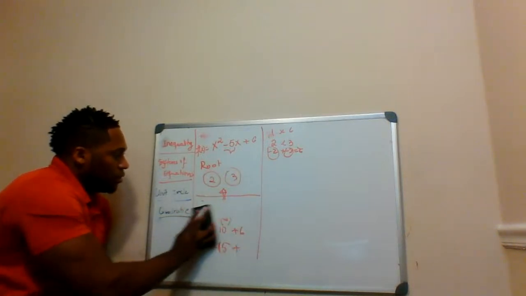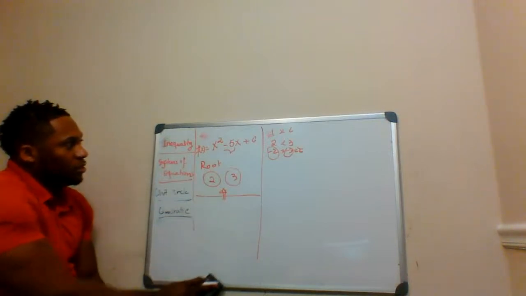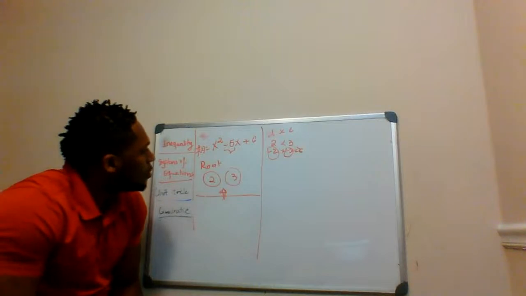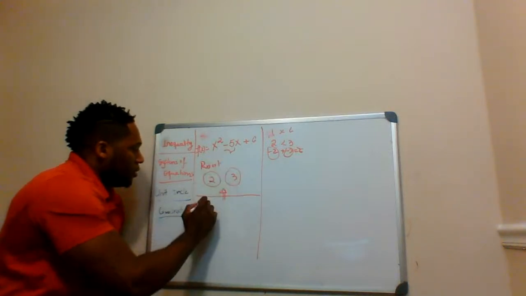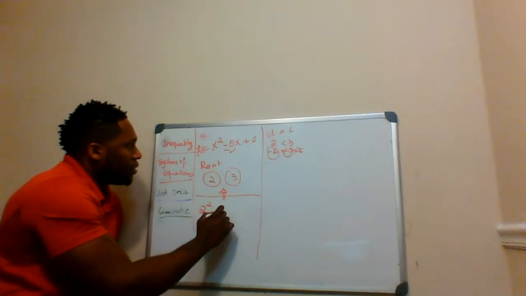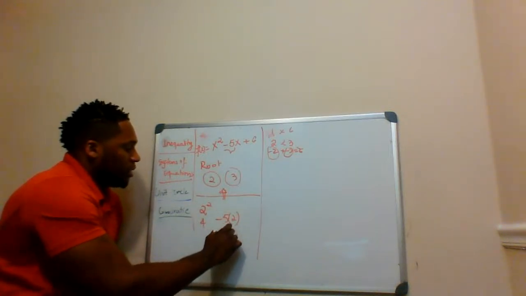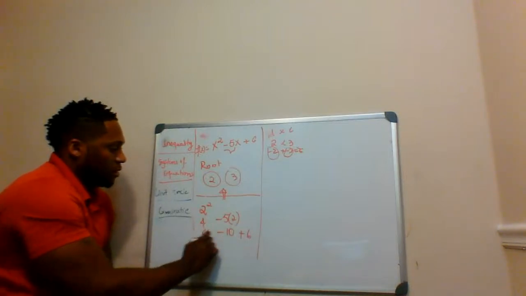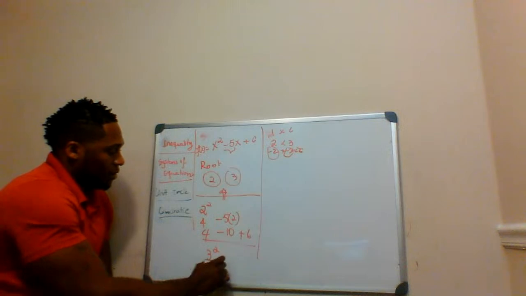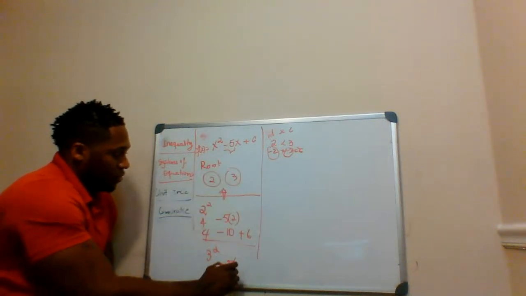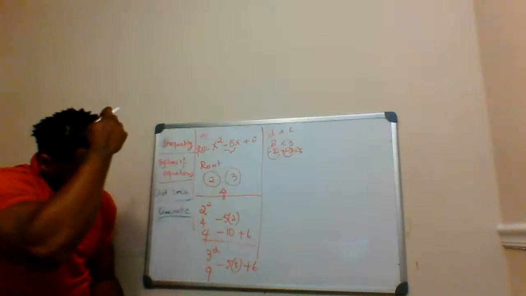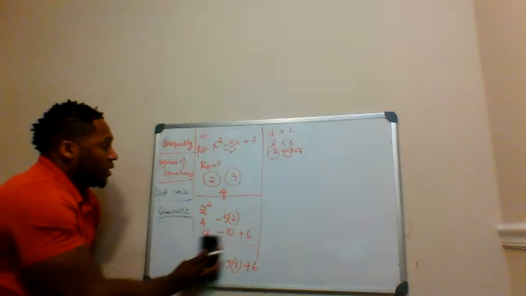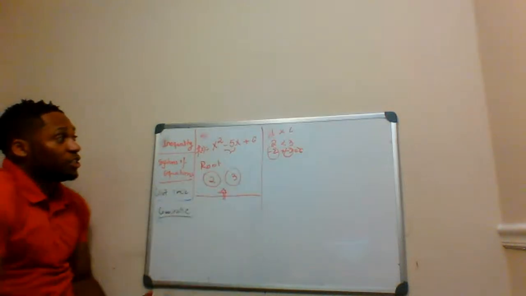So these are the two things. When I plug them inside of this equation, I'm trying to make sure I don't mess this up. 2 squared is 4, minus 5 times 2 is minus 10, plus 6. Okay. 3 squared is 9, minus 5 times 3 is minus 15, plus 6. So these are the two numbers. If I plug them inside of this equation, I get 0.